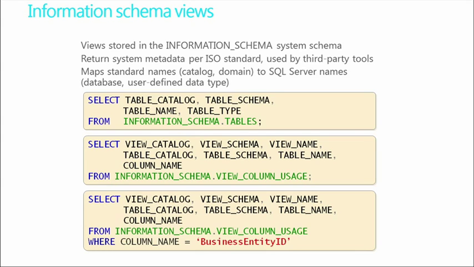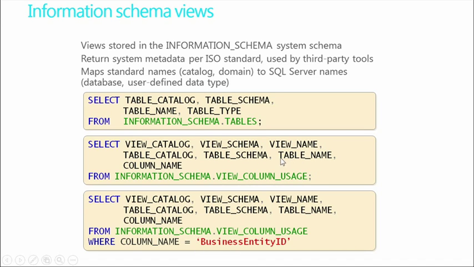Another way we can retrieve information is using what's called information schema views. These return system metadata according to the ISO standard, so they can be used by third-party tools. They map the standard names like catalog and domain to your SQL Server names like database and user-defined data type. As you can see here, I can retrieve information from these information schema views. The first one that we show here is INFORMATION_SCHEMA.TABLES. I can retrieve information about the different tables being used by SQL Server, how the columns are being used by SQL Server.